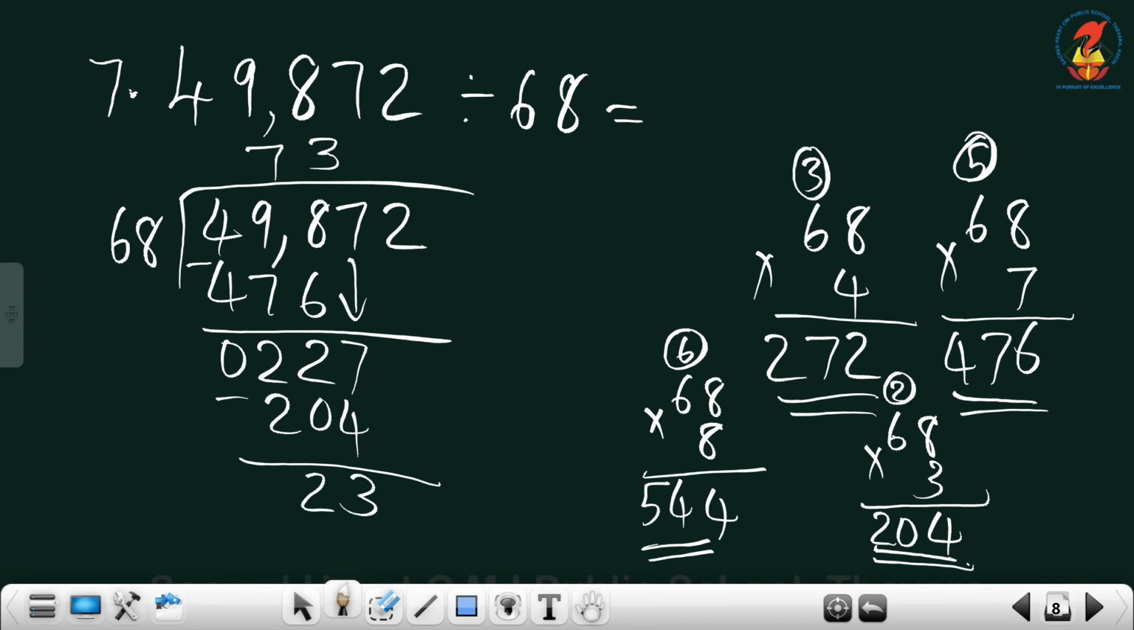Subtract. 2 minus 0, 2. 2 minus 2, 0. For next step, I need to take this digit down. You put R also, then you will understand how many digits I take it down only, right? And 232. 68 into which number equals 232? See this? 68 into 3 equals 204. 68 into 4 equals 272. I need to take which number only? 68 into 3. 204.